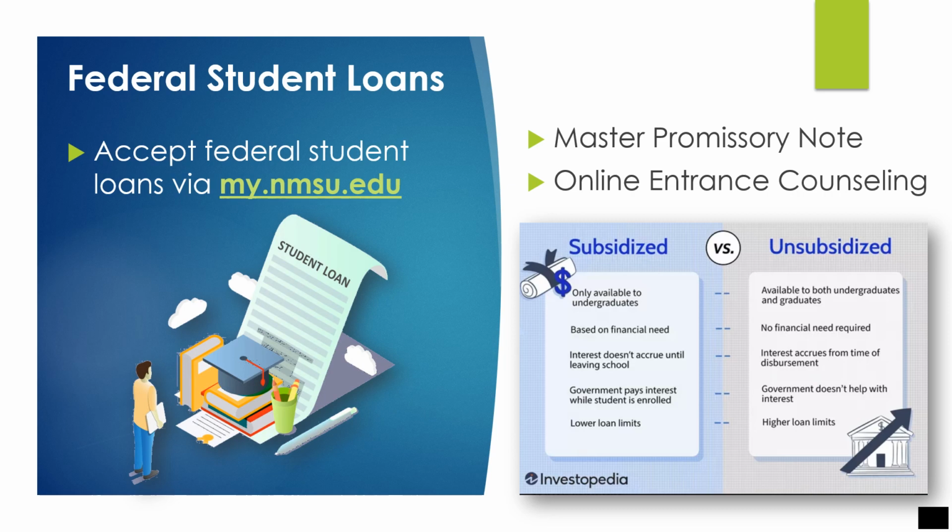It also explains the terms and conditions of your loans. In addition to completing your Master Promissory Note, you do need to complete your online entrance counseling. In addition to entrance counseling, exit counseling is required when you leave school or when you drop below half-time enrollment. The purpose of exit counseling is to ensure you understand your student loan obligations and that you are prepared for repayments. You will learn what your federal student loan payments will look like after school. The Department of Education will recommend a repayment strategy that best suits your future plans and goals.